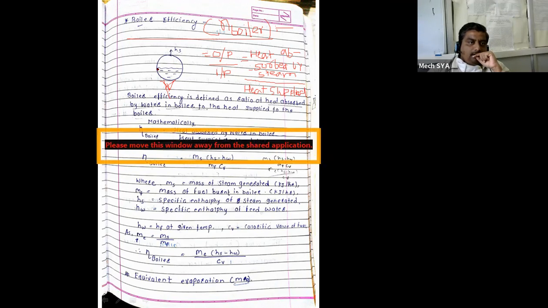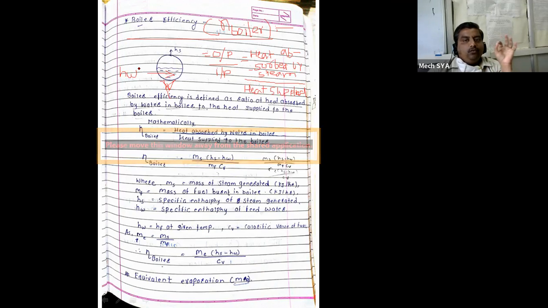Let us consider that this water initially has some enthalpy, since water is available in nature at atmospheric conditions, and it may have specific enthalpy equal to HW. HW is the specific enthalpy of the feed water that we are supplying to the boiler. It is called feed water. Whatever steam is generated from the boiler, it may be wet steam, superheated steam, or dry and saturated steam. Its enthalpy will be HS.